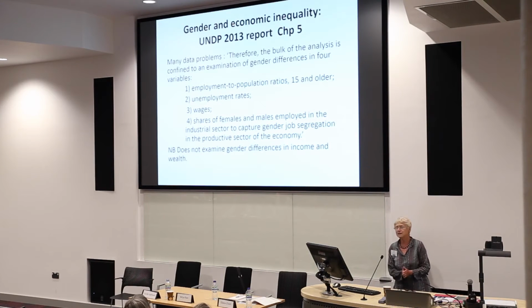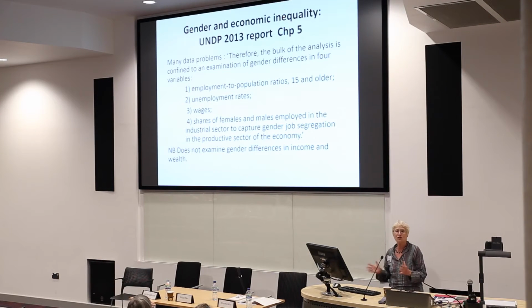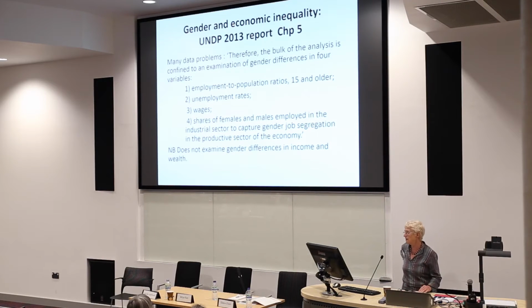So if you look at what Stephanie wrote in her chapter for the UNDP report, there are lots and lots of data problems, and as she notes in that chapter, her analysis is confined to gender differences in these 4 variables: the employment to population ratios of the population 15 and older, the unemployment rates, wages, and the shares of females and males employed in the industrial sector as some kind of proxy for gender job segregation in a sector of the economy that tends in many countries to pay somewhat better wages to women. It doesn't, because it can't, through lack of data, examine gender differences in income and wealth.